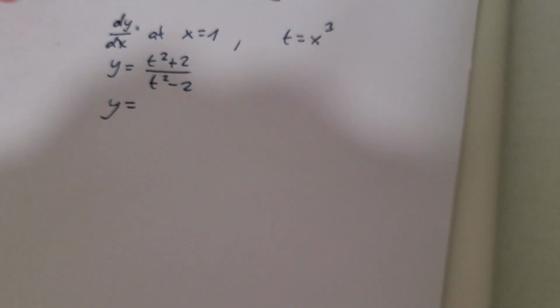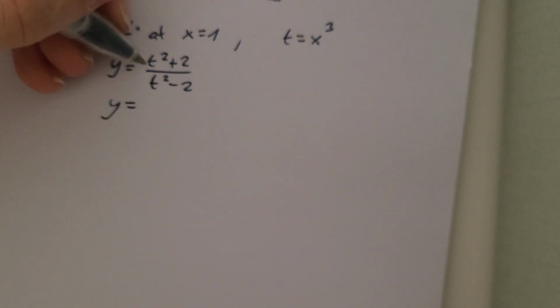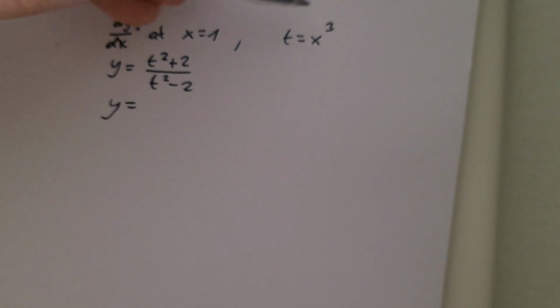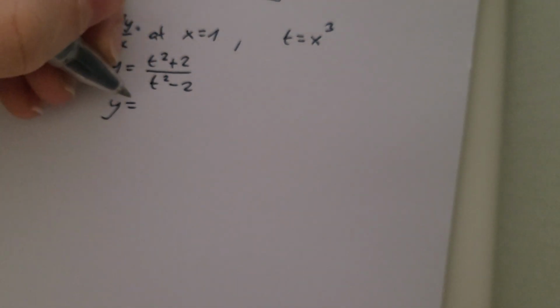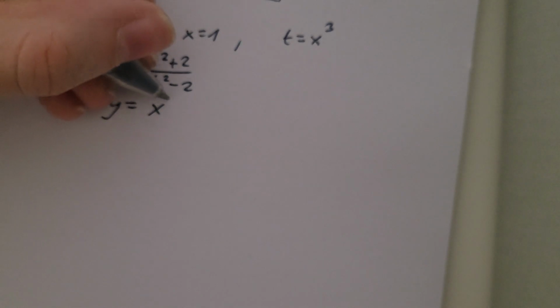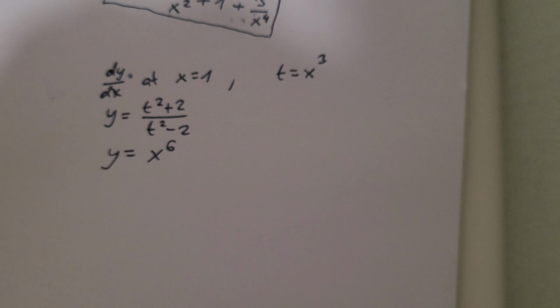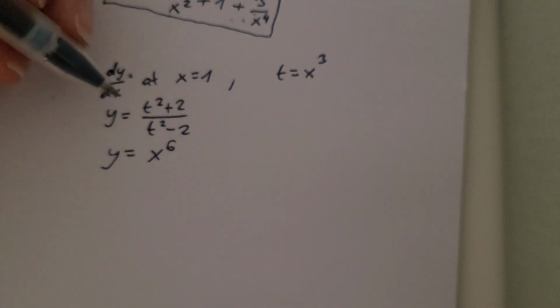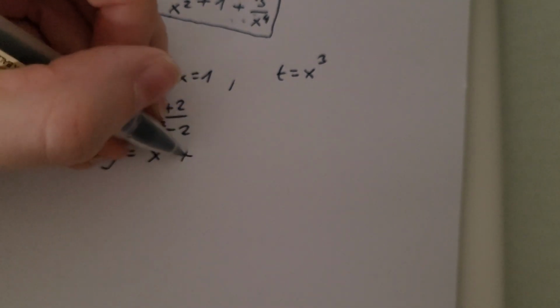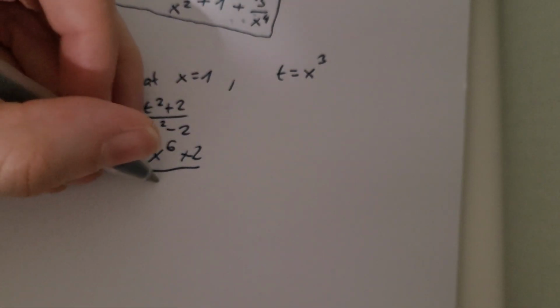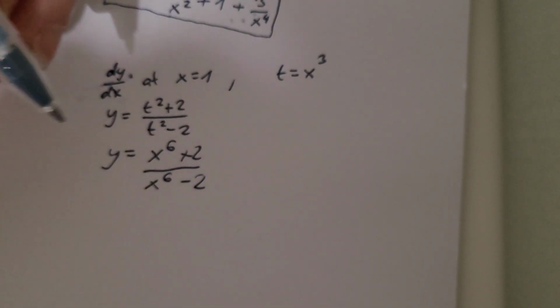So this is the same as saying y equals, so t squared, where t is equal to x cubed. That means t squared is equal to x to the power of 6. So we have y is equal to x to the power of 6, and we have this plus 2 here, and then in the bottom we do the same thing, x to the power of 6 minus 2.